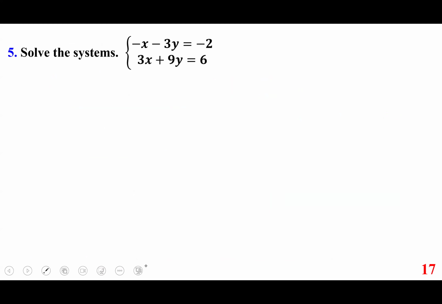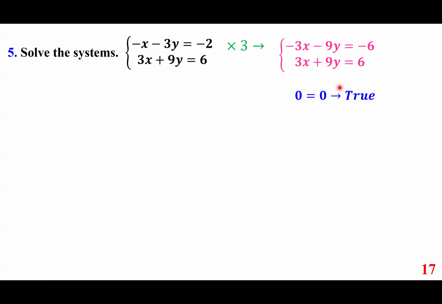What about this system? Let's do it by addition or elimination method. We notice if we multiply this one by 3, we get minus 3x and 3x cancel each other. So let's do that, which means we are going to write the second one unchanged. And the first one is minus 3x minus 9y equals minus 6. When we add them up, these two cancel each other. These two cancel each other. These two cancel each other. We get 0 equals 0, which is a true statement.